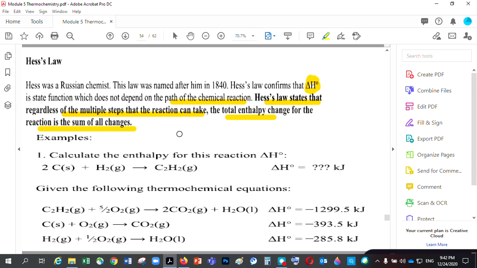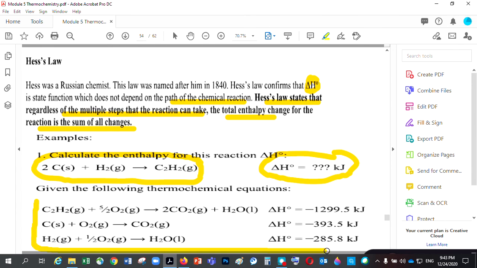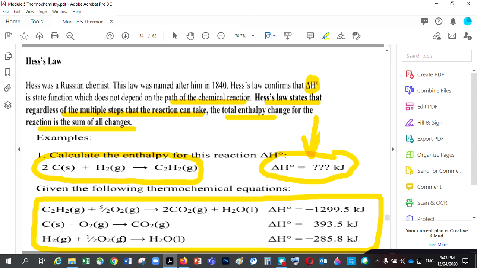Now, it says here, calculate the enthalpy for the reaction 2 carbon plus hydrogen, the solid carbon and hydrogen gas, giving you C2H2. C2H2 is acetylene, or ethyne. So this is the reaction here. We have to know how much this is. We were given three steps here. Look at this: three equations will help us calculate the total one. So we have three steps, three different paths, but when we calculate, we add them up regardless of whatever the path might be.